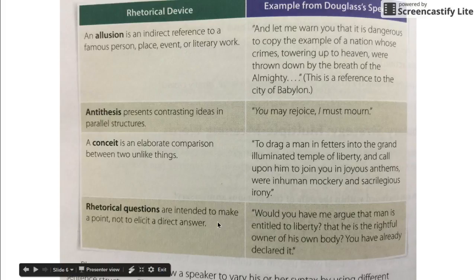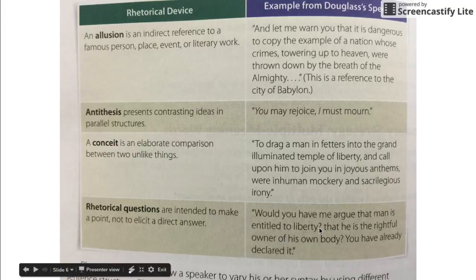The last thing that you're going to see are rhetorical questions. And these are intended to make a point, not to actually elicit a direct answer. You may actually have heard someone say before, don't answer this question, it's a rhetorical question. What that means is the speaker is just going to ask it and no one says anything.